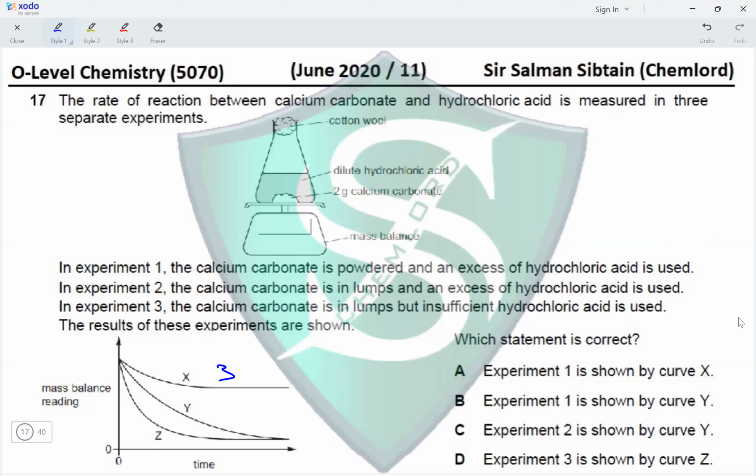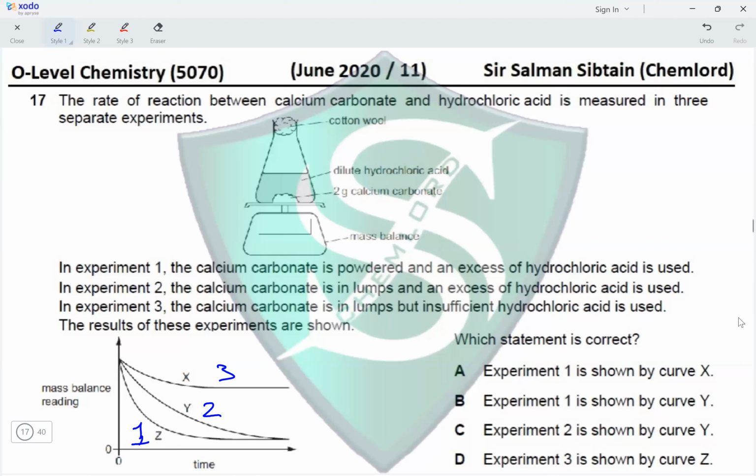Now between Y and Z, Y shows that the decrease in mass is quicker than in Z, which means in Y we would have had powdered... no. Decrease in mass is slower because it takes more time for the mass to decrease. Y has a slower decrease in mass, so in this we would have had the lumps, which means experiment 2. The decrease in mass in Z is the quickest because more mass has decreased in less time. So Z corresponds to experiment 1.